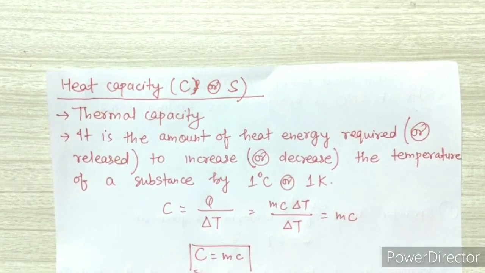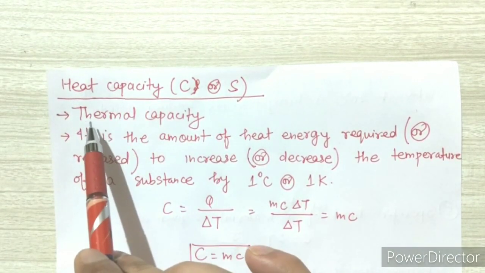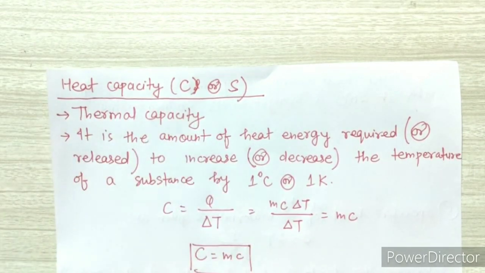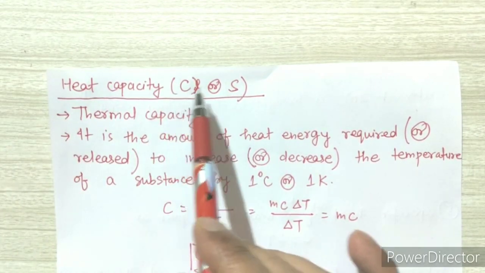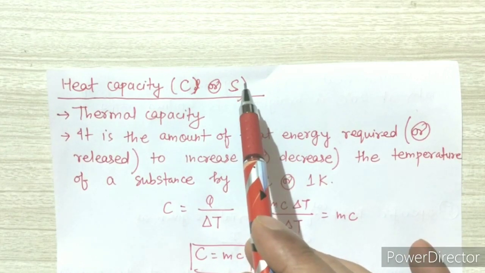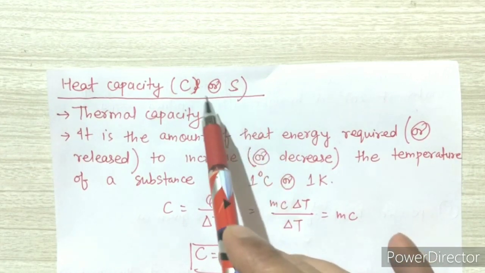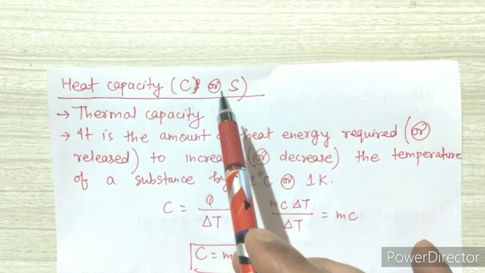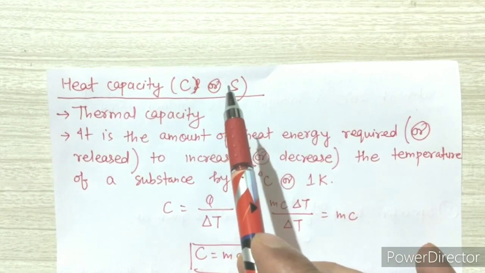Now see a new topic, that is heat capacity. Another name for heat capacity is thermal capacity. The symbol used for this is capital C or capital S. Earlier we used the symbol small c and small s for specific heat capacity. Okay, do not get confused here.